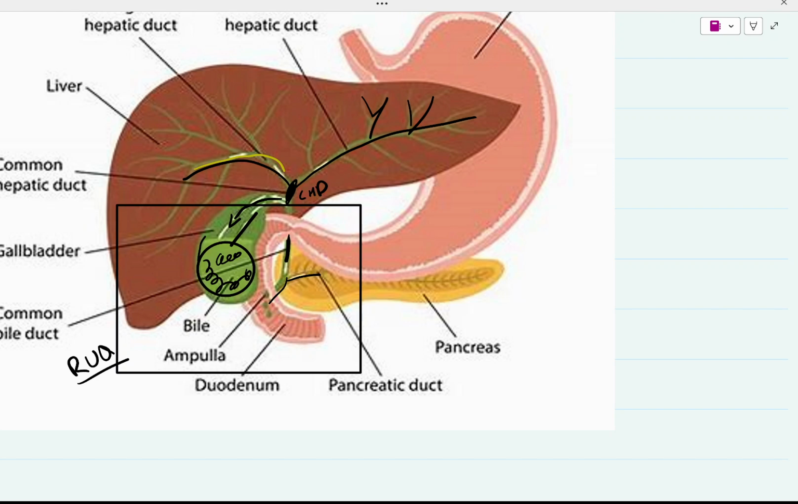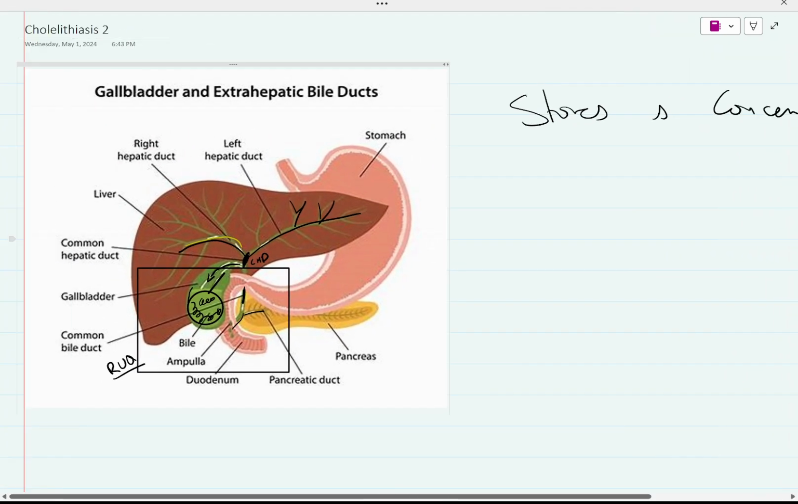So our topic is cholelithiasis. You now know about bile, how it is produced and transported. Bile is produced from the liver and transported from the left hepatic duct and right hepatic duct, all over the liver, to the common hepatic duct and stored in the gallbladder.